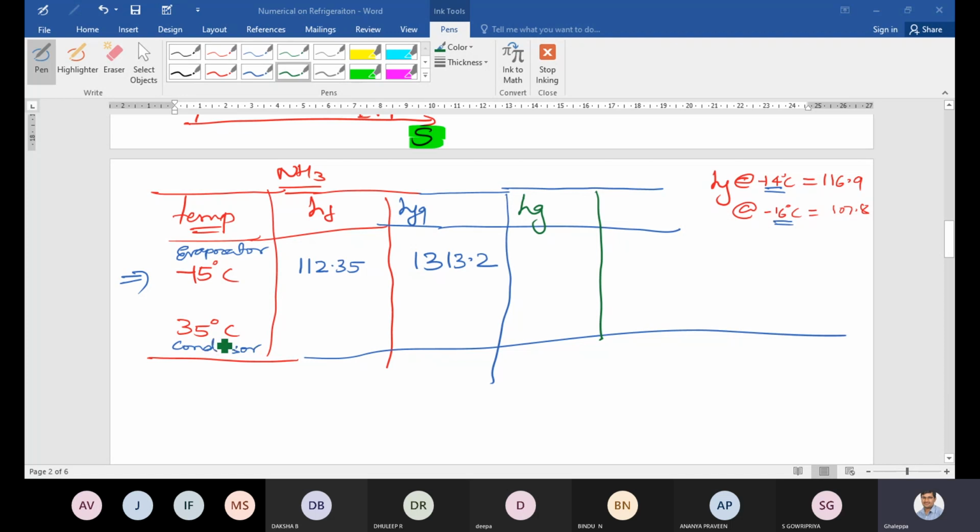Some other students, you try for 35 degrees Celsius. For the same ammonia table, write down the values of HF, HFG for 35 degrees Celsius so that we can solve the problem. 1425.7. Similarly, SF.